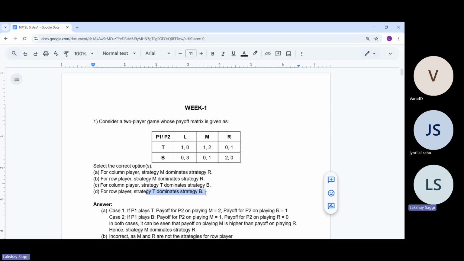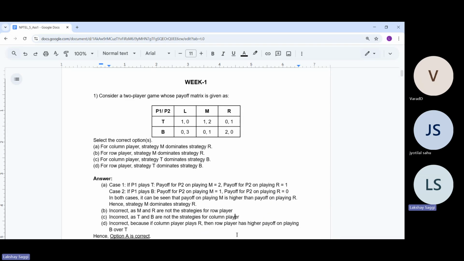So this option would be incorrect, like would have been pointed out in the solution also. Incorrect, because if the column player plays R, then the row player has a higher payoff on playing B over T.